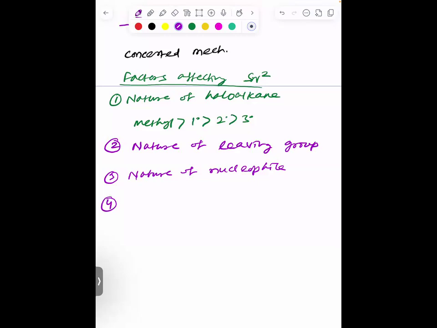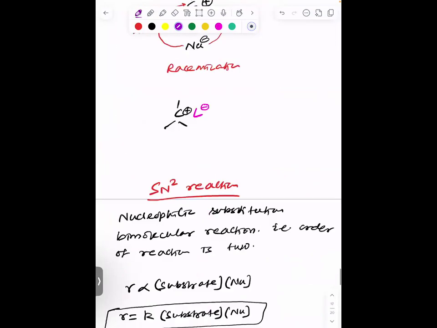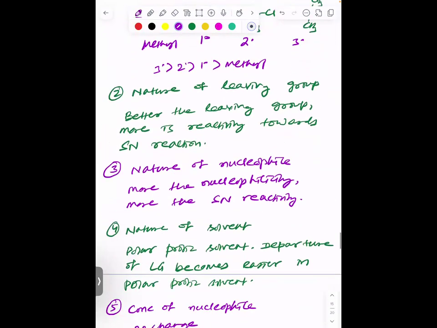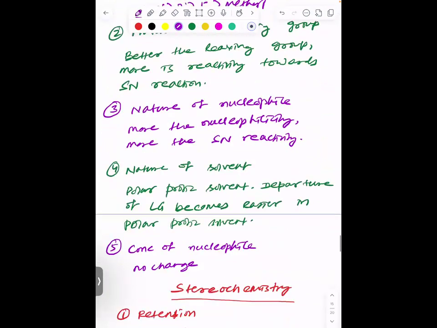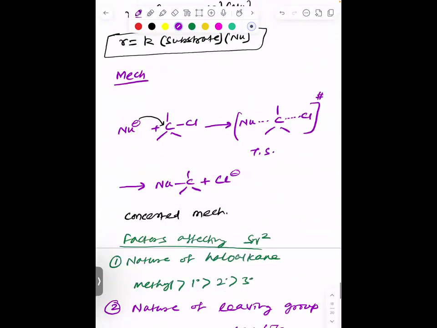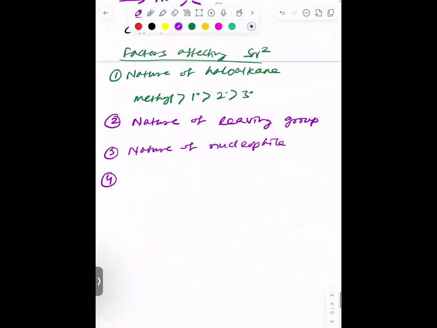Okay. So what is the next factor? Next factor is, see, if you write these factors in comparison it will be easy. First is nature of the haloalkane, then nature of the leaving group, nature of nucleophile, then nature of the solvent. So nature of solvent here is polar aprotic solvent. In polar aprotic solvent the nucleophile will be highly solvated, and if the nucleophile is highly solvated then the rate of attack will decrease.